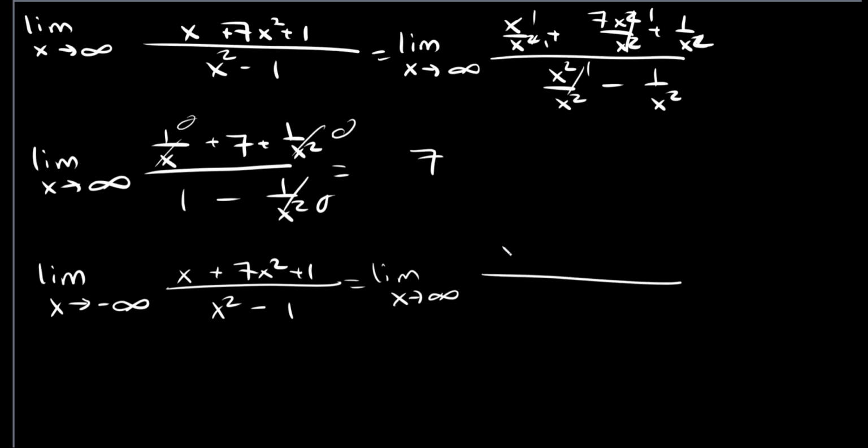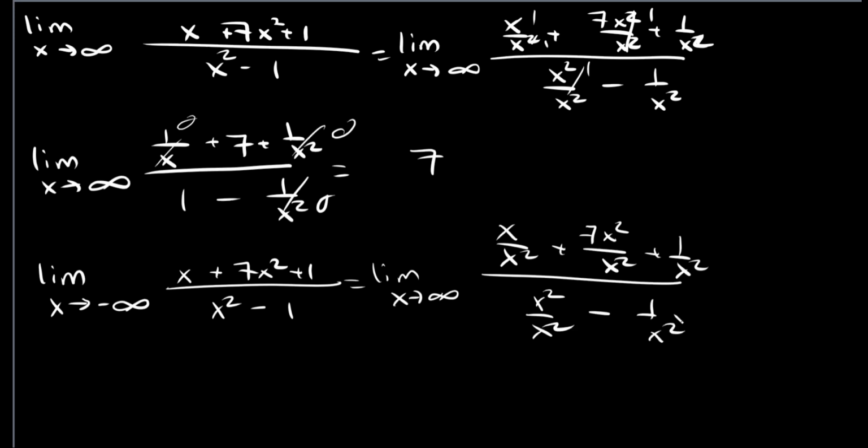All right, so let's do this. It's going to be the same. Nothing is going to change. I'm just going to do this quickly because we just did it previously. Actually, let's do it again. Okay, still going to be x divided by x to the power of 2, plus 7 x to the power of 2 divided by x to the power of 2, plus 1 x divided by x to the power of 2, plus x to the power of 2 divided by x to the power of 2, minus 1 divided by x to the power of 2.